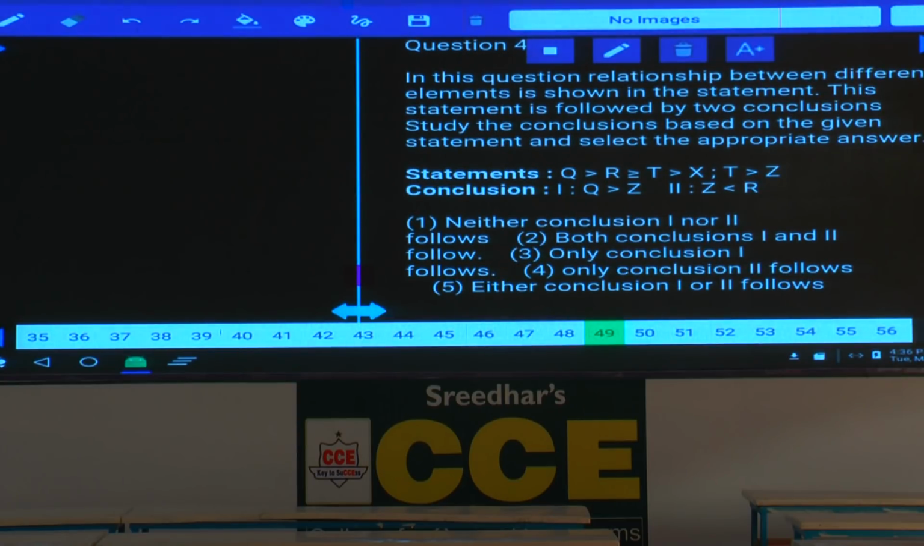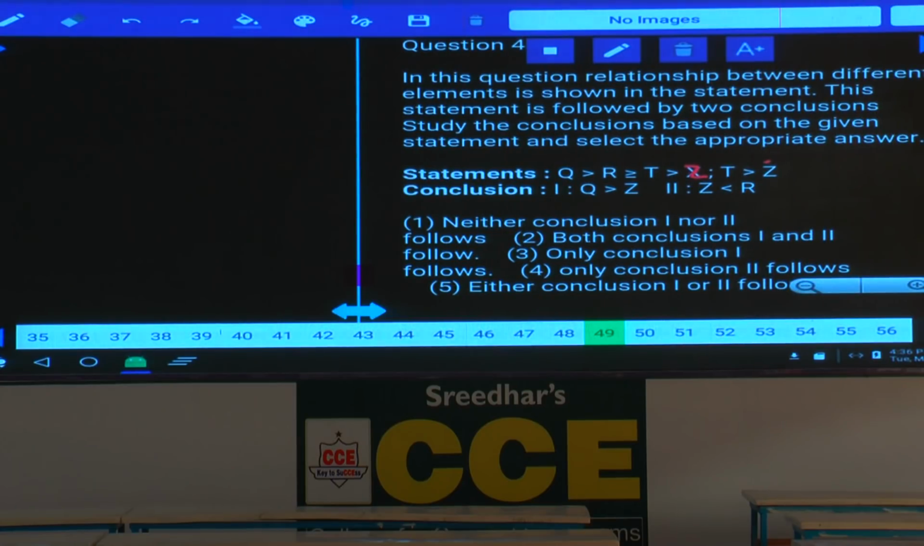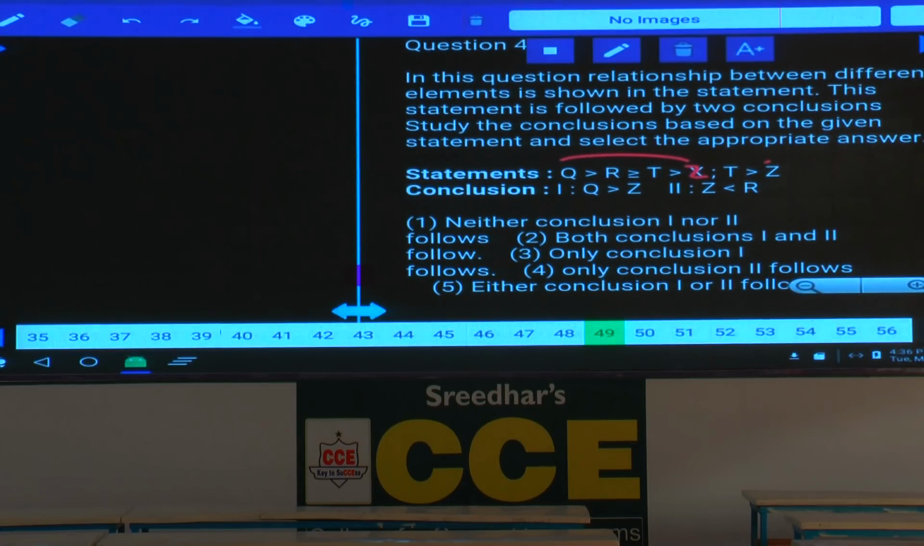Now in this coded inequalities, the relation between Q and Z. Q is here, Z is in the second statement. The letter which is common between these two is T. Now T greater than Z, we can write down like this. Now between Q and Z, if you observe here, which symbol is common, greater is common, hence Q greater than Z definitely true. First conclusion. Then coming to the second one, the relation between R and Z. Now between R and Z, R greater than Z is true. That means Z lesser than R is also true. Hence both the conclusions follow, that is choice 2 is the answer. Done? Question number 49, it is choice 2.